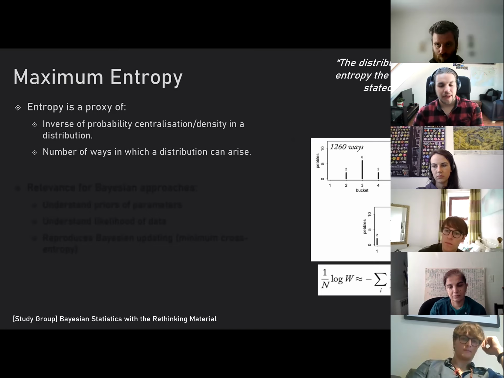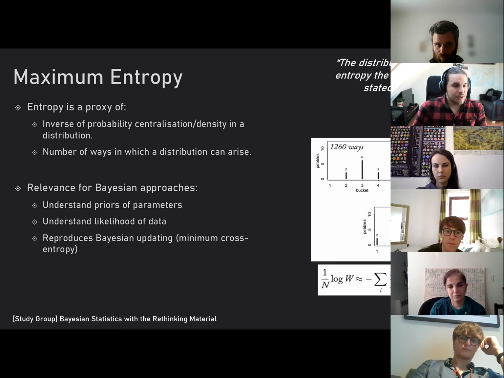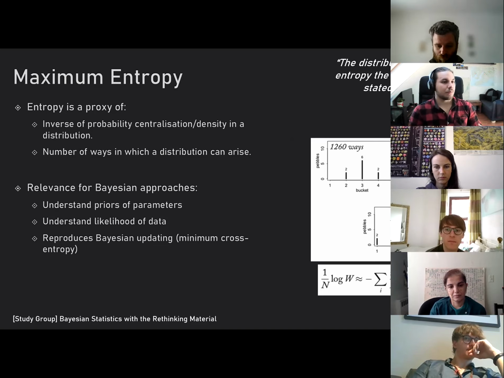Now, the relevance for Bayesian approaches comes immediately with this link to counting, because Bayes is basically just counting, just in a very fancy and black magic kind of way. And this entropy lens, which we can view our different approaches through, helps us to understand priors of parameters, for example.